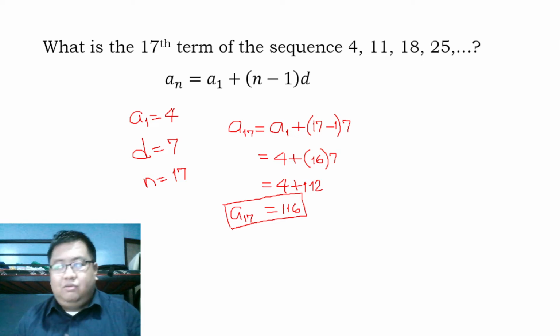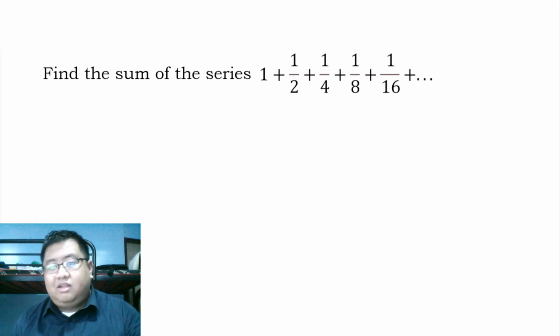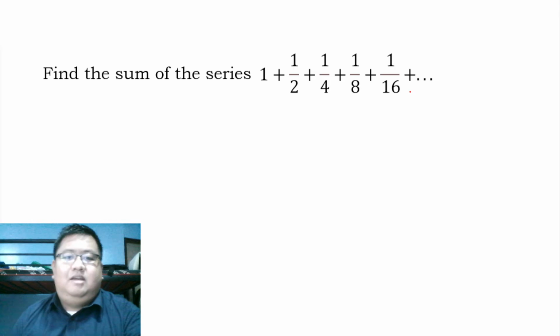Alright, so that ends our next example. Our last example for this video would be this. Find the sum of the series 1 plus 1 half plus 1 fourth plus 1 eighth plus 1 sixteenth plus and so on and so forth. Remember that the ellipsis, the three dots, mean that the sequence continues on and on and on.